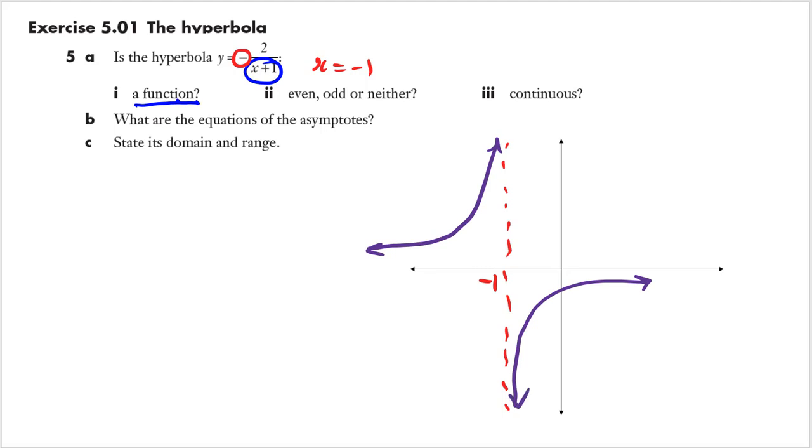Now, is it a function? Well, does it obey the vertical line test? If we put a vertical line anywhere through this graph, would it cut more than once, or would it cut only once? If it only cuts once, that would be a function, so we get the big tick there.